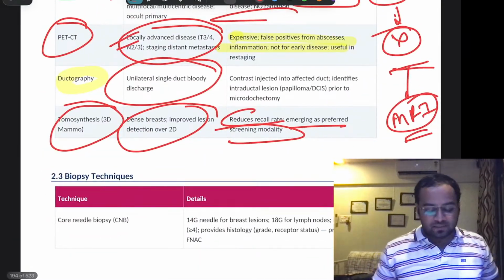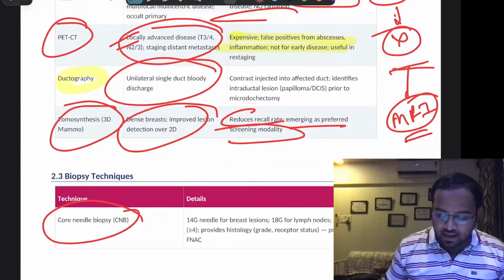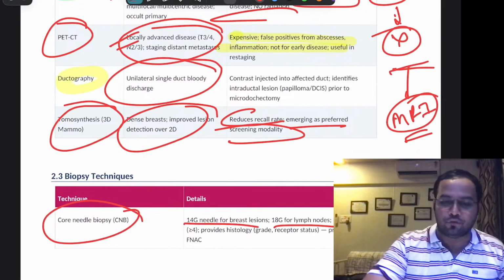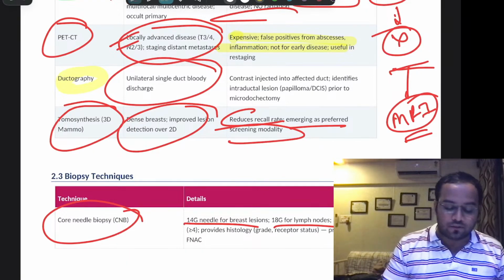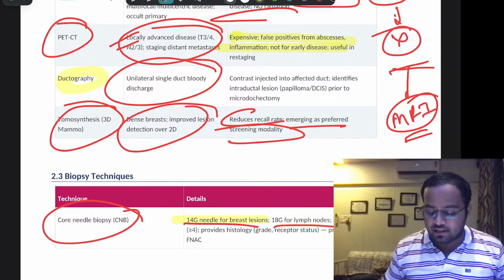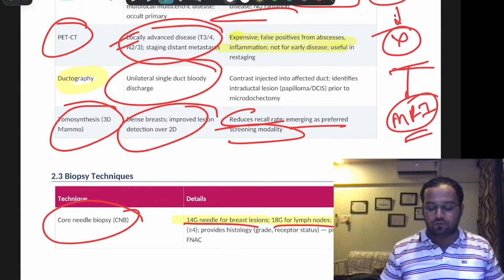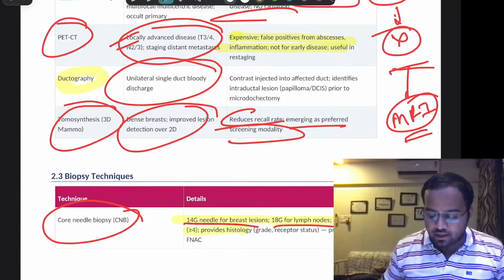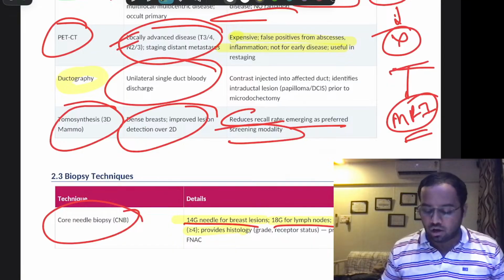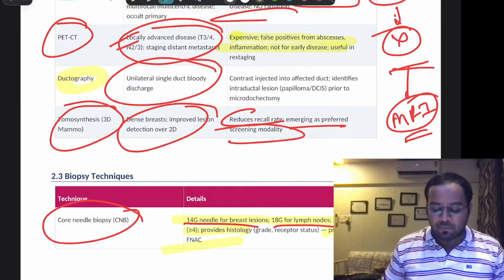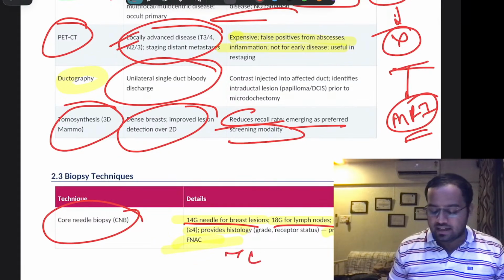So what are the biopsy techniques? Core needle biopsy: 14 gauge for the breast lesion and 18 gauge for the lymph nodes. Whenever you go for a biopsy of the breast, always remember 14 gauge needle for breast and 18 gauge needle for the lymph nodes, and a minimum of 4 biopsies will give a good histological yield. It is always preferred over FNAC whenever your clinical acumen supports it.